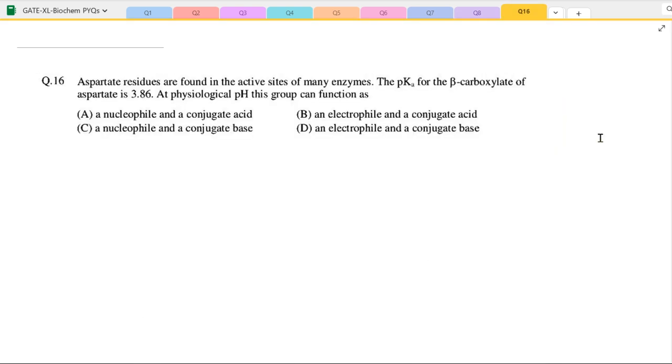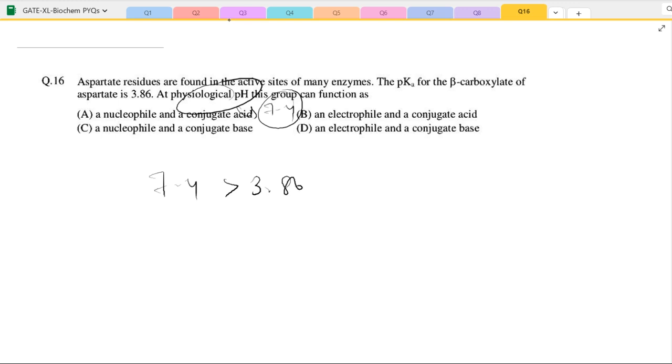So here, the aspartate residues are found in the active sites of many enzymes. The pKa for the beta carboxylate of aspartate is 3.86. At physiological pH, this group can function as. So first of all, you should know what the physiological pH is, which is 7.4, right? So this 7.4 is greater than 3.86.